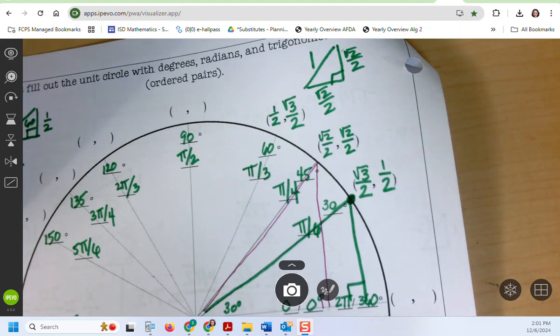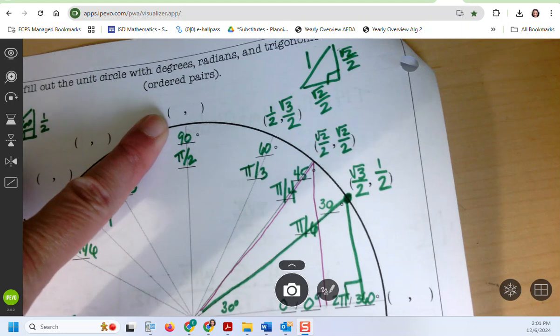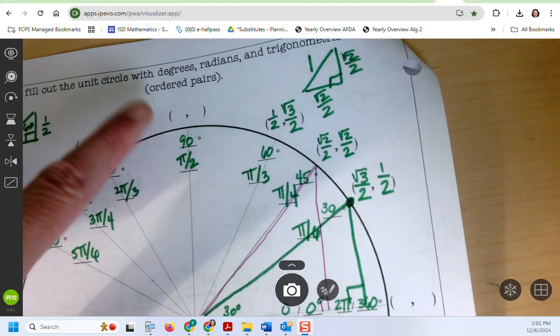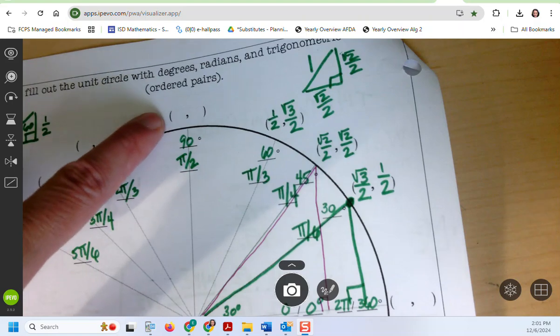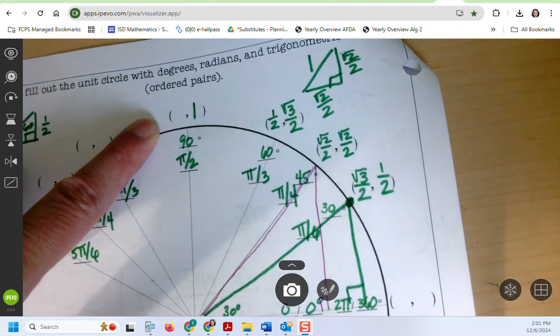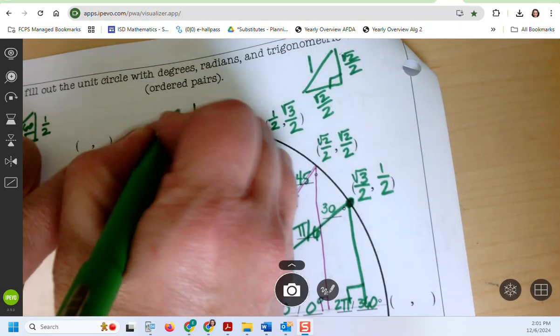All right, up here, remember this is the unit circle. The radius of the circle is 1. So which part of the coordinate will be 1, the x or the y? Tell your neighbor, which part of the coordinate will be 1, the x or the y? It's the y. The y is 1, the x is 0.